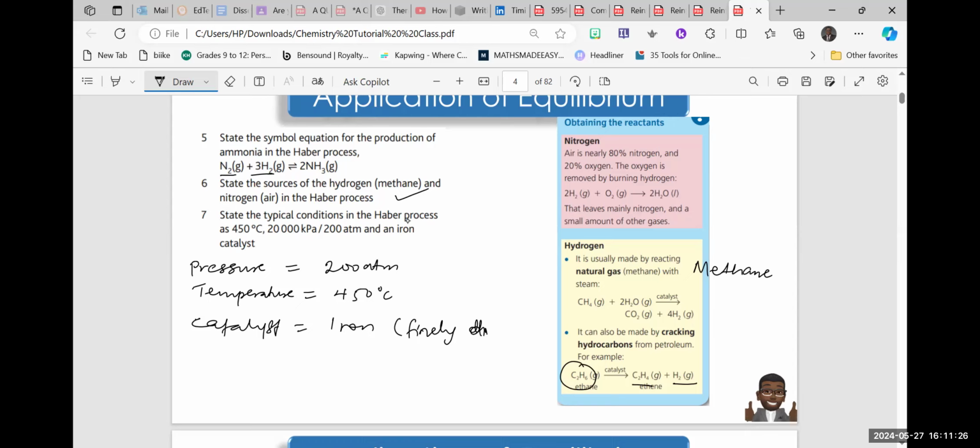Finely divided iron. And of course, you know why it is finely divided, because the smaller the particle size, the higher the surface area. And the higher the surface area, the better it is for what? To increase the rate of reaction. That's just the reason behind that. So these are the conditions required for the Haber process. Now we know what the Haber process is.